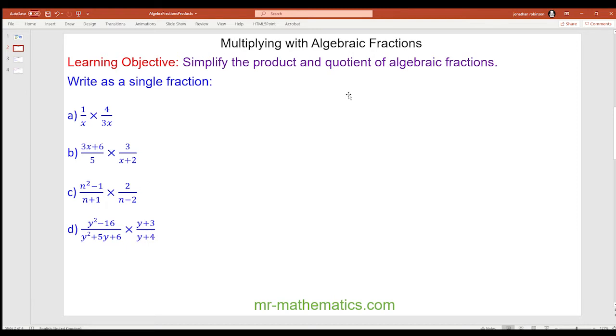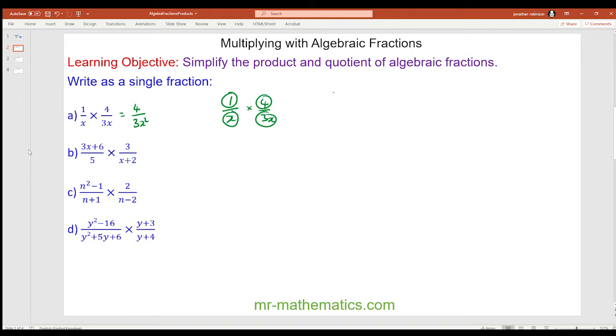So like I said, we're going to multiply algebraic fractions. And we're going to use a very similar method to what we just did with the numerical questions. We're going to multiply 1/x by 4/3x. And we're going to look for a common factor in the numerator of one and denominator of another. In this case, there isn't one. Neither is there in the 4 and the x. So this is simply 1 times 4, which is 4, over x times 3x, 3x squared.